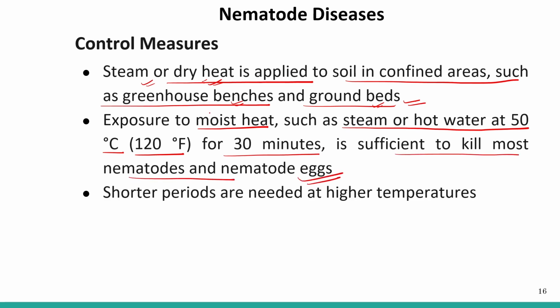Right? So we can expose the soil to moist heat, steam or hot water, and that can kill most of the nematodes and their eggs present in the soil. Shorter periods are needed at higher temperature.